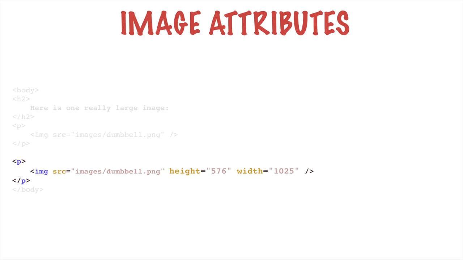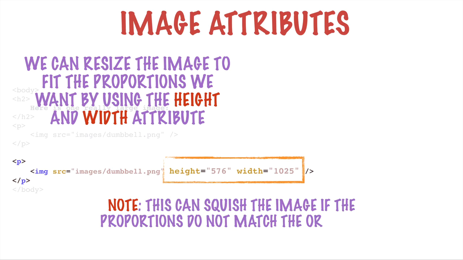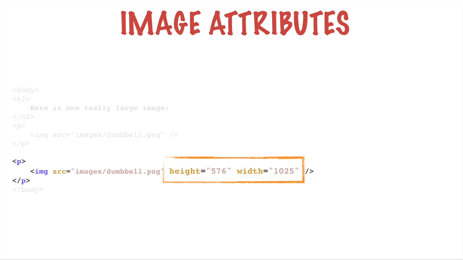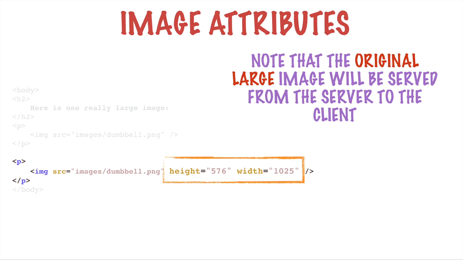A much better way of displaying this image is to specify a height and a width attribute. These attributes help make the image fit to the proportions that we want. This makes for a far more aesthetically pleasing viewing experience, but these attributes can squish the images if the proportions do not match the original proportions in their aspect ratio. Again, the image on the web page will fit this height and width no matter what the aspect ratio.